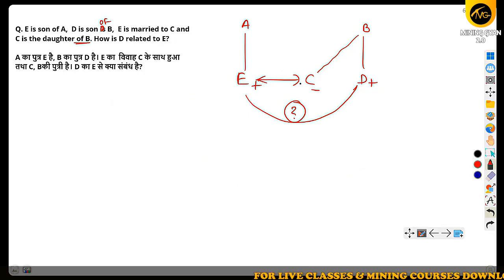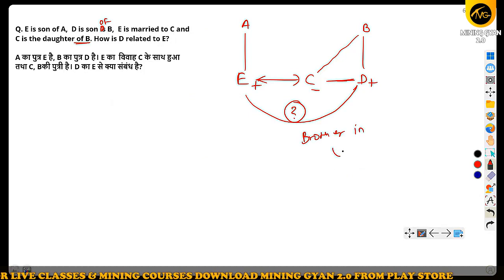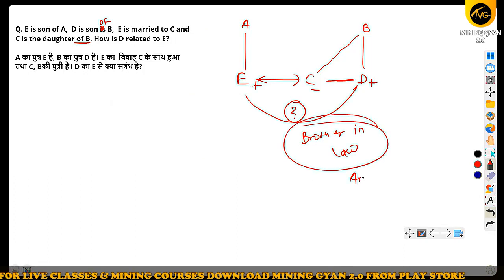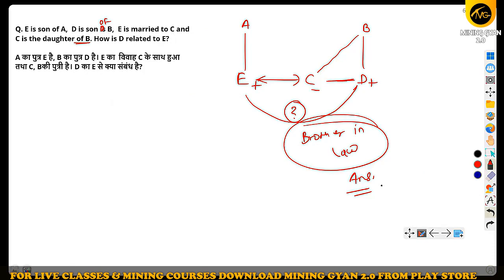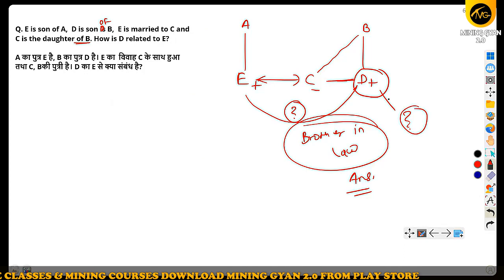E and C are husband and wife, and D and C will be brother and sister. E's wife is C, so D is the brother of C, then it will be brother-in-law. Okay, the relationship will be brother-in-law. So basically we have to know who is D for E. So basically D is brother-in-law of E. This was the question: who is D for E?